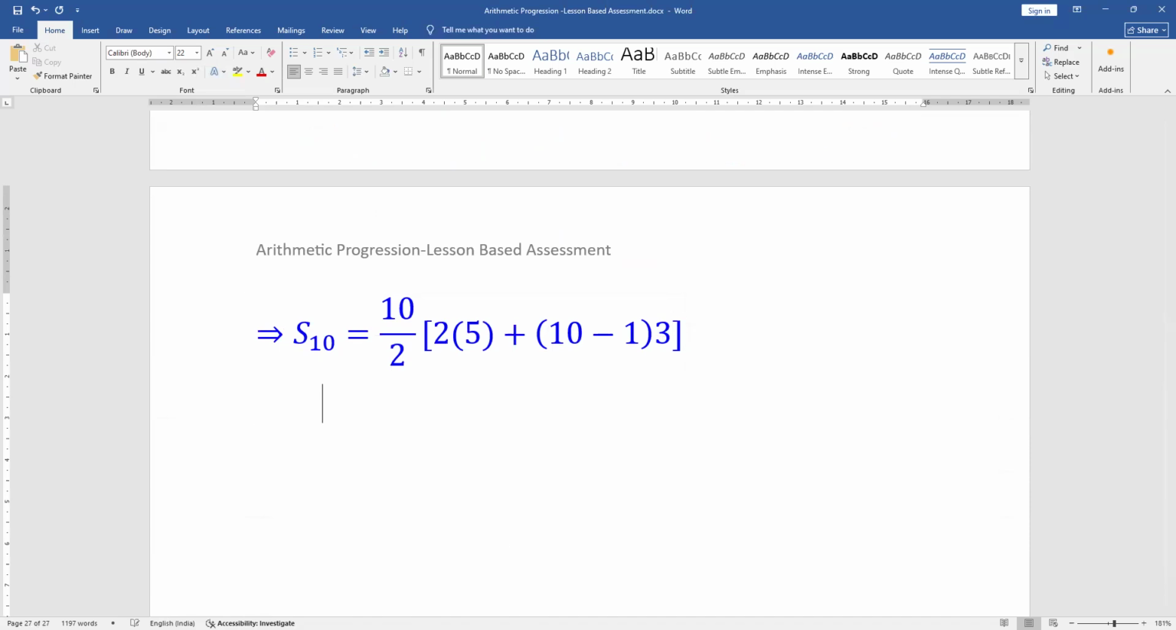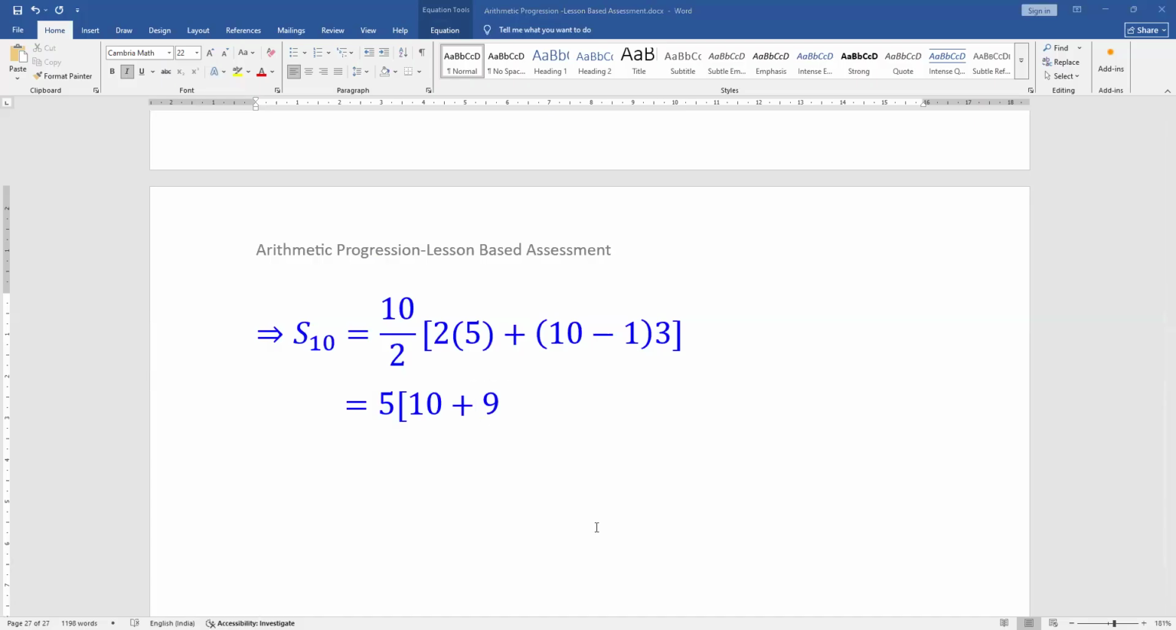Then next what I do is, 10 divided by 2. 10 divided by 2 is 5. So write 5, bracket open, 2 into 5 is 10, plus 10 minus 1 will be 9.